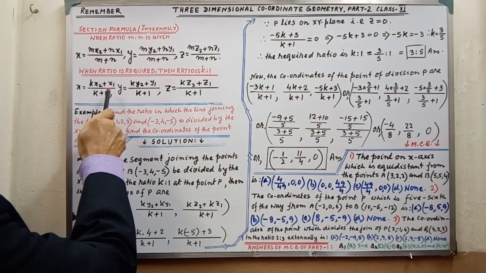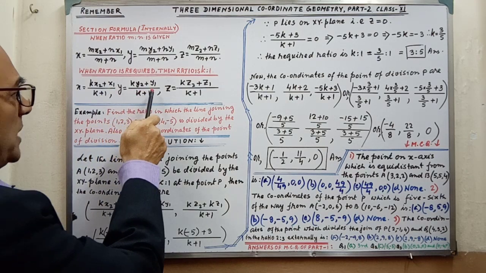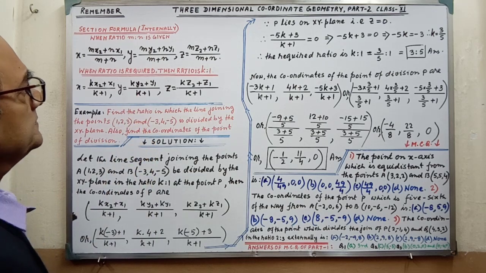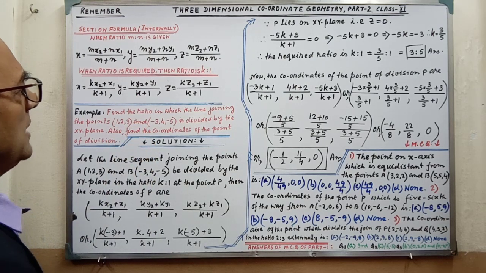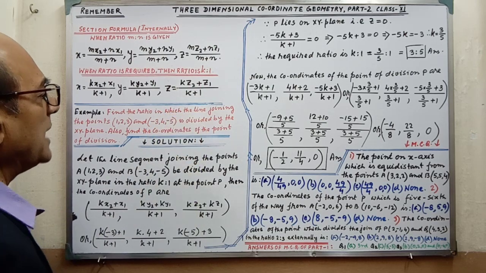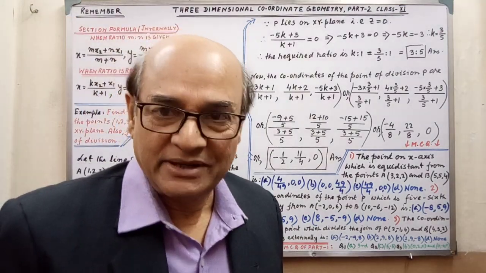When the ratio is not given, and the ratio is required, then this formula: x equal to (kx2 + x1) divided by (k + 1), y equal to (ky2 + y1) divided by (k + 1), and z equal to (kz2 + z1) divided by (k + 1). This is the formula you have to remember.